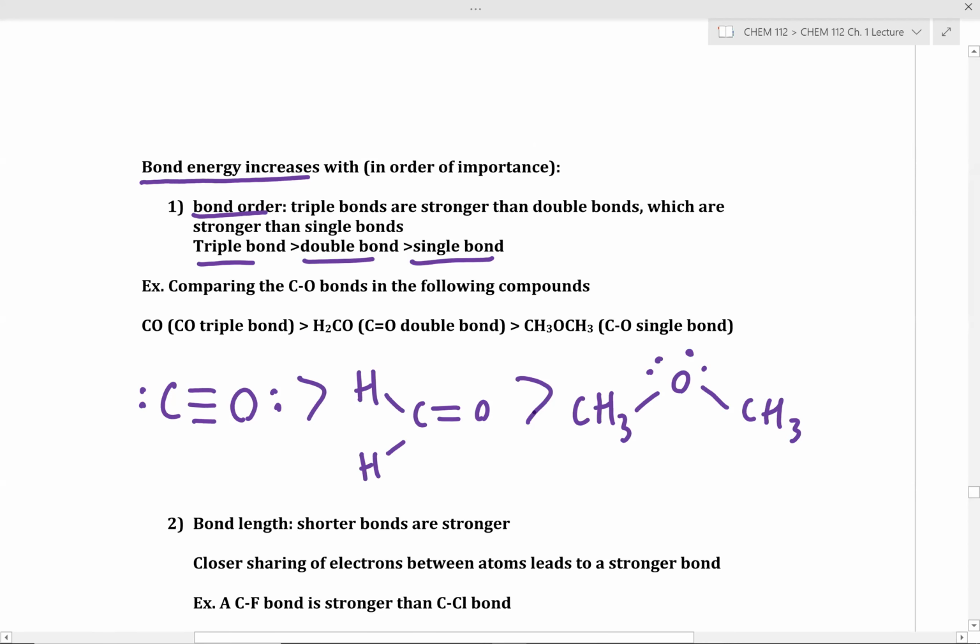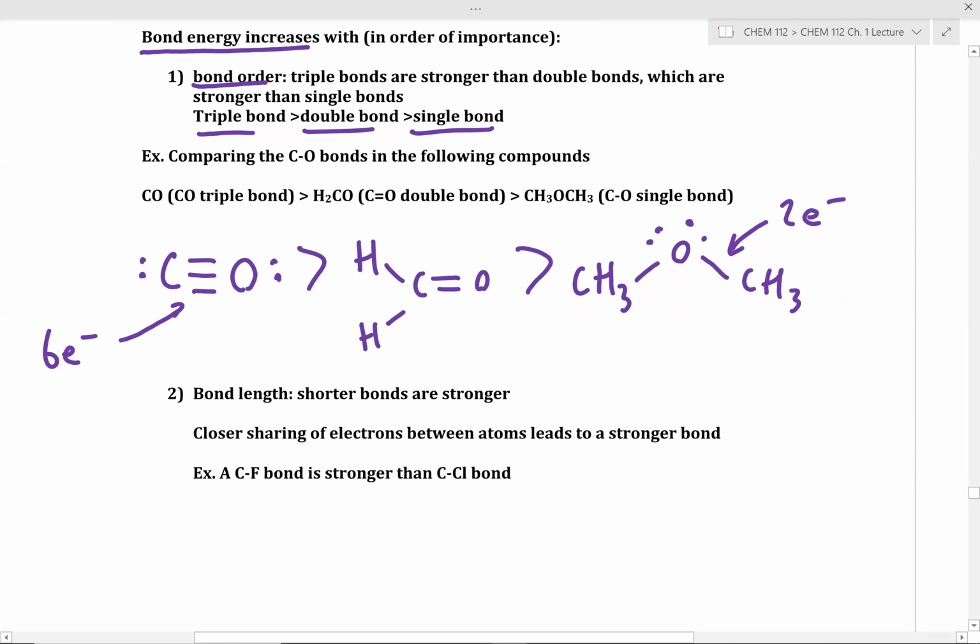And this is just due to bond order. The more electrons we share between our two atoms, the stronger our bond, right? Because how many electrons are shared in this triple bond? How many electrons total are we sharing? 6. So that's a much stronger electrostatic interaction than these 2 electrons shared in our single bond. Does that make sense? Okay. Now, this is where we start to end up with terms that are closely entangled. In general, for bond length, shorter bonds are stronger. In general, the closer your sharing of electrons between atoms, the stronger your bond.